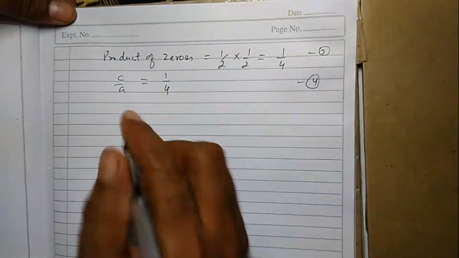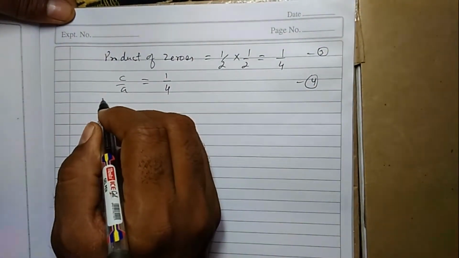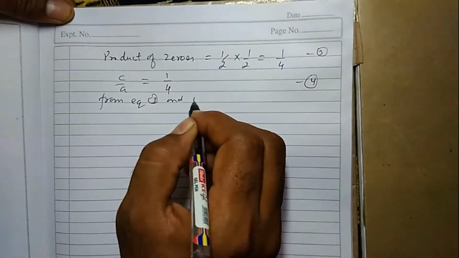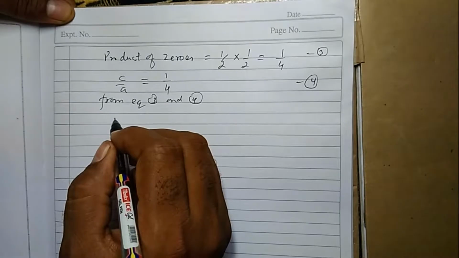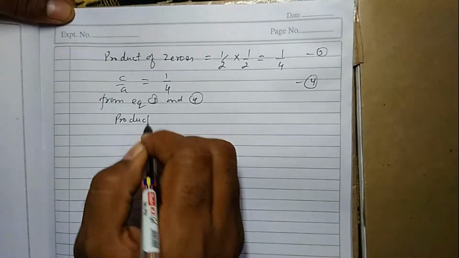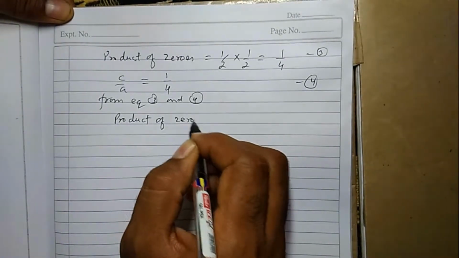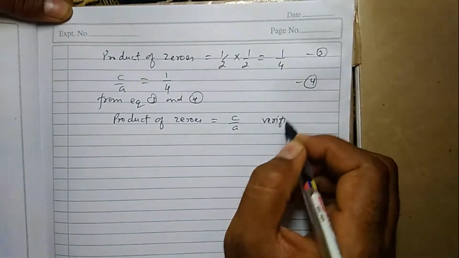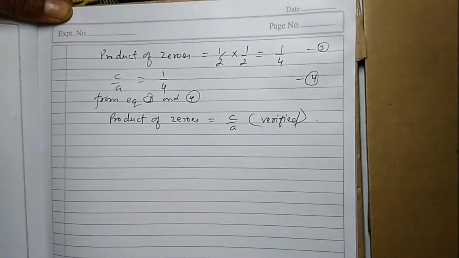From equation 3 and 4, you can say that the product of zeros equal to c upon a, and this is also verified. Now come to the second question, in which we are given 6x square minus 3 minus 7x.